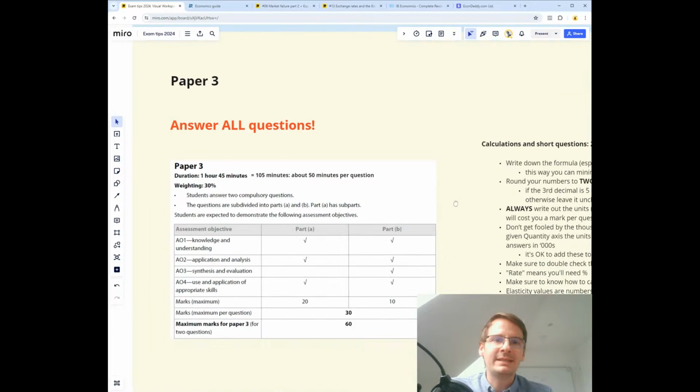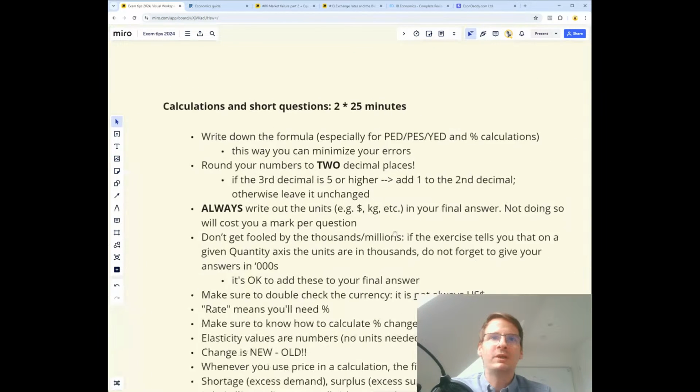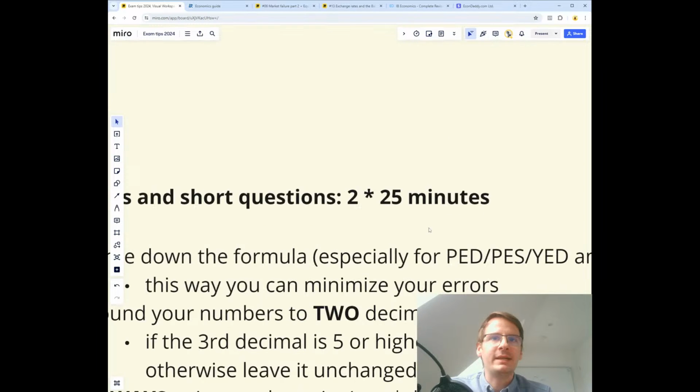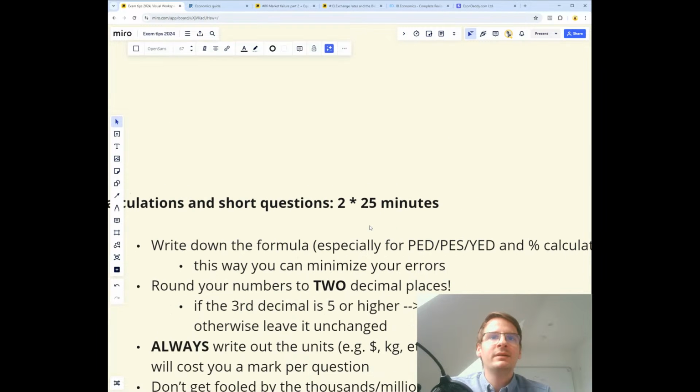First, looking at what you need to do for these calculations. First of all, how much time you should spend on these. I think 25 minutes roughly should be enough to answer these questions.